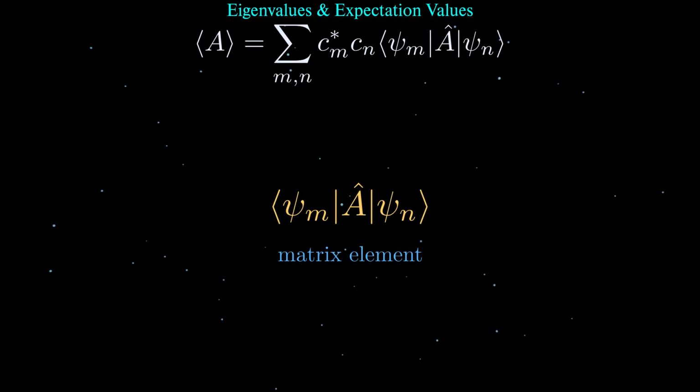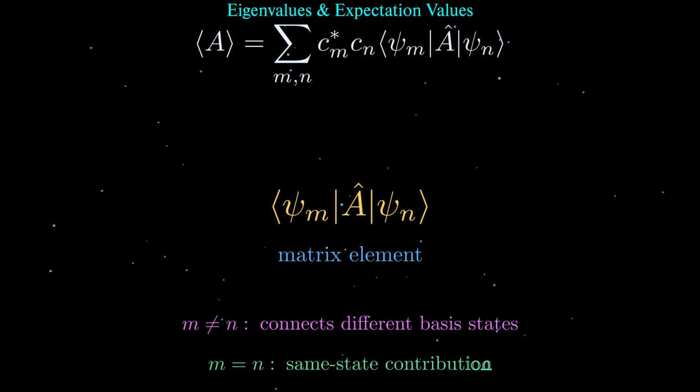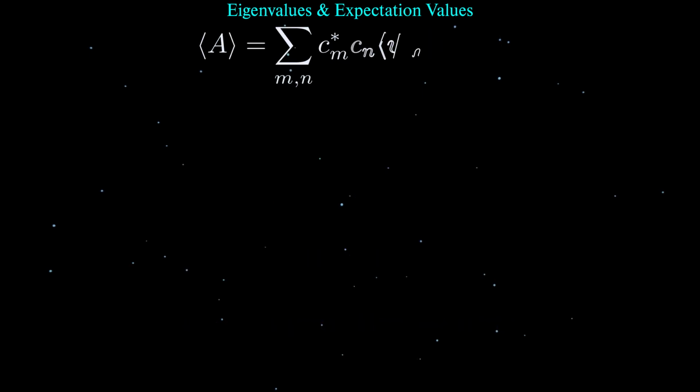The term at the end is called a matrix element. It tells us how operator A connects basis state psi n to basis state psi m. So if m and n are different, that term is asking whether the operator connects two different basis states. And if m and n are the same, it's now asking about the contribution from the same basis state. Now this general expression is powerful, but it can also look scary. Luckily, it becomes much simpler when our basis states are eigenstates of the operator that we're measuring.